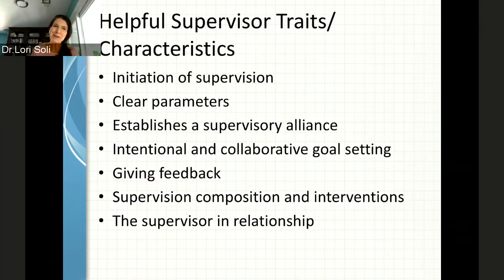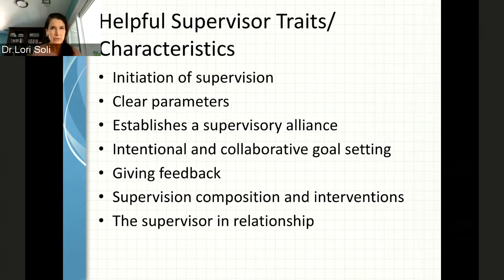So some of the helpful traits for supervision is that they actually initiate supervision. While as interns, yes, you need to get it, it is important that supervisors take the responsibility, and they are the senior members, and they do need to set routines and set times and make sure that they are following through with those schedules.